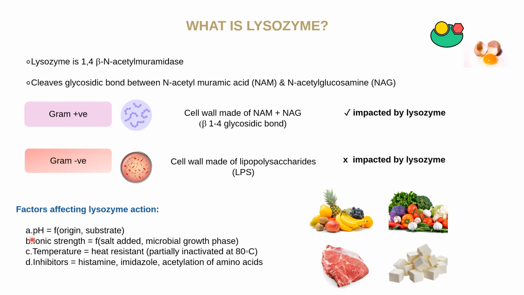The pH range where lysozyme exhibits maximum activity or optimum activity is dependent on the origin of lysozyme, whether it's from fig, whether it's from papaya, egg, or fish. And secondly, it also depends on the substrate on which it acts. What kind of food substance you're going to add your lysozyme to, and what is the target organism.